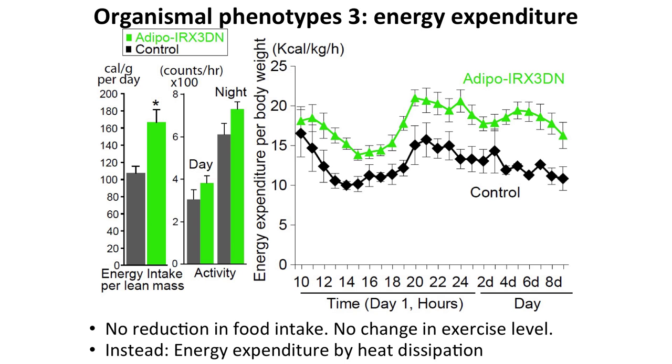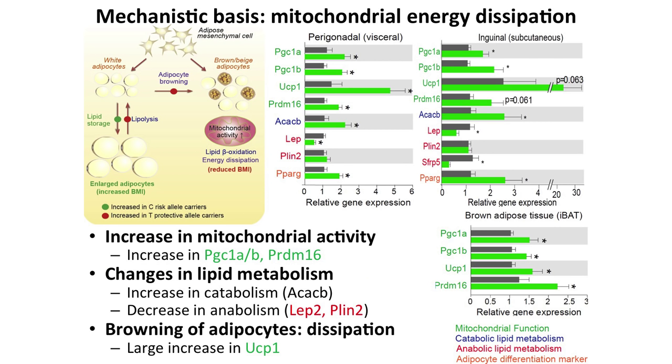So how is that possible? Well, let's go back to this diagram here. They're actually turning on this UCP1 gene, which depolarizes the mitochondrial membrane, leading to proton loss and heat dissipation. I'd love to have some of that.